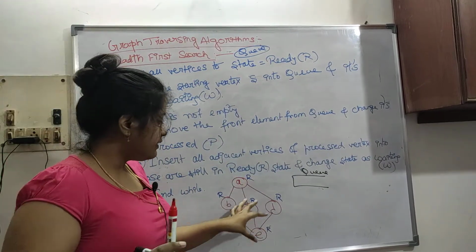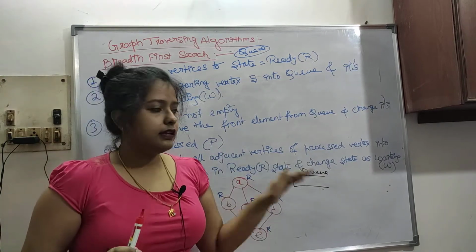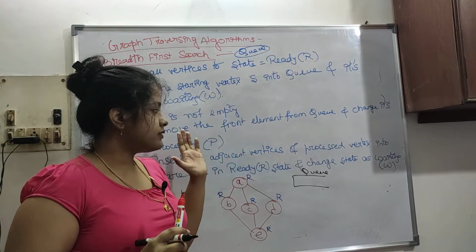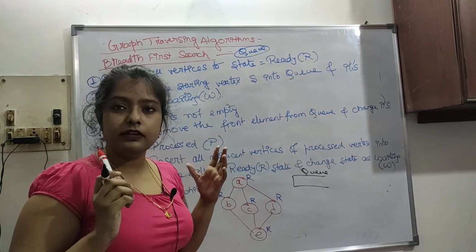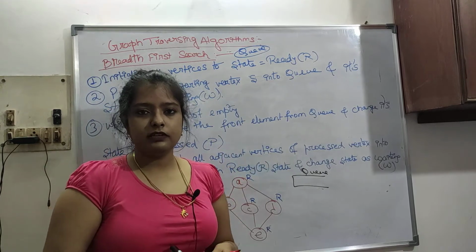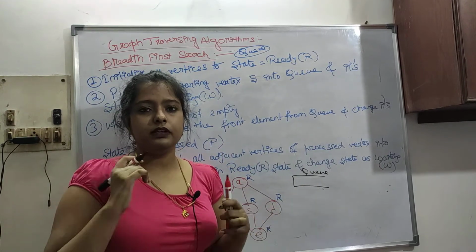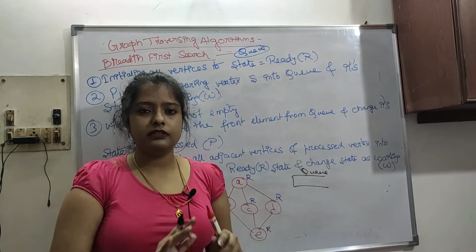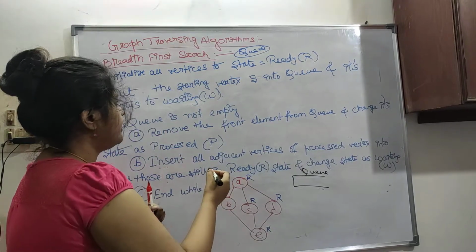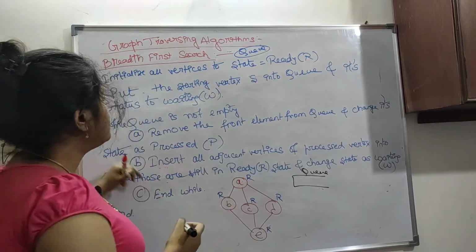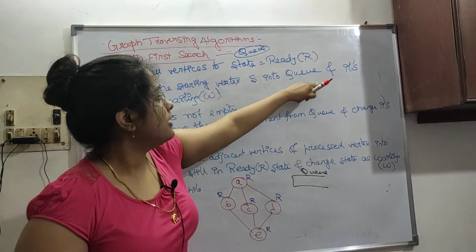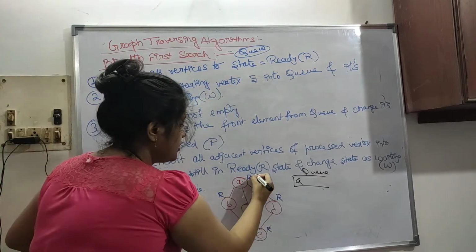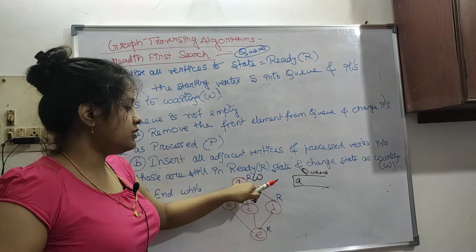So see, anything can be our starting vertex. In GATE it will be mentioned which node is the starting point, because in a semester exam it doesn't matter however you do BFS, but in GATE since the options are present, you have to get the correct answer like everyone else. So let's take the starting vertex as A here. So in the queue we are putting A, and its status to waiting.